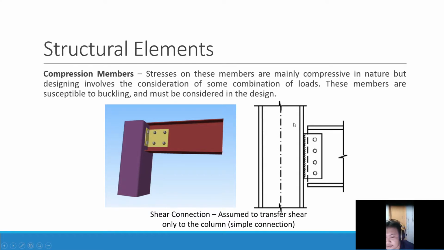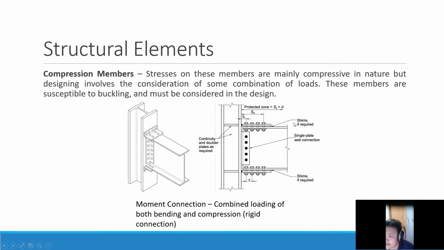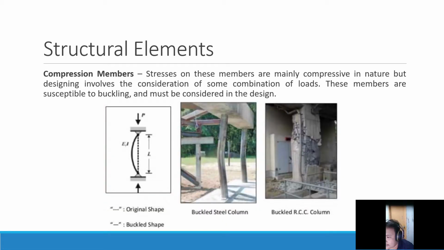So these are examples of compression members. As you can see, compression members mostly are columns. But anyway, we also have the arches. As you can see here in the picture.